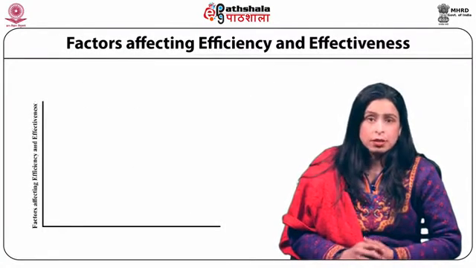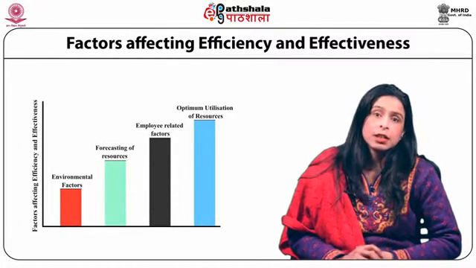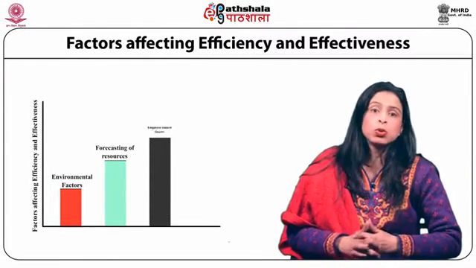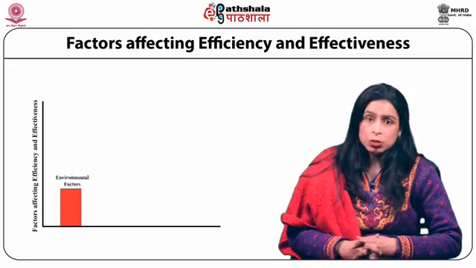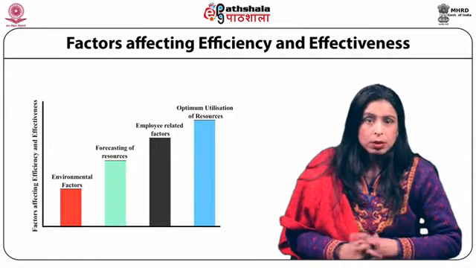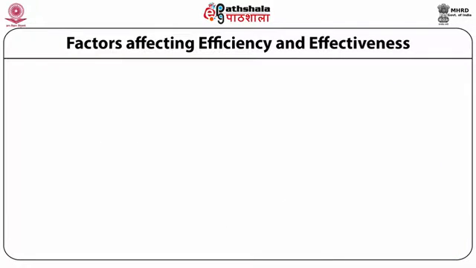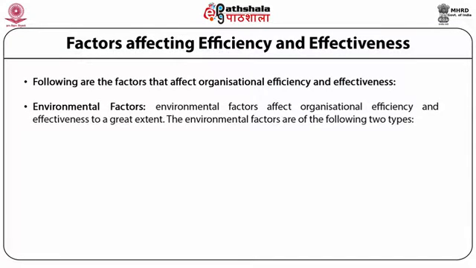Let's discuss the factors affecting efficiency and effectiveness. There are so many factors which affect an organization's efficiency and effectiveness, like environmental factors, which include both internal as well as external factors. Then there is forecasting of resources, employee-related factors, and optimum utilization of resources. Now, let's discuss these factors one by one. There are certain factors that affect organizational efficiency and effectiveness. The first one is environmental factors.